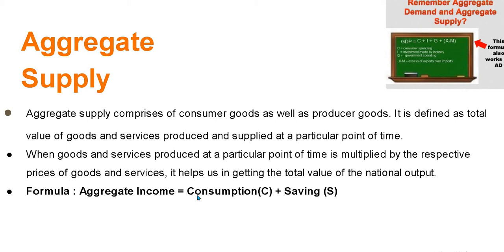It is defined as the total value of goods and services produced and supplied at a particular time. When goods and services are produced at a particular point of time, they are multiplied by the respective prices of goods and services. It helps us get the total value of national output. The formula for this is aggregate income equals consumption plus saving.